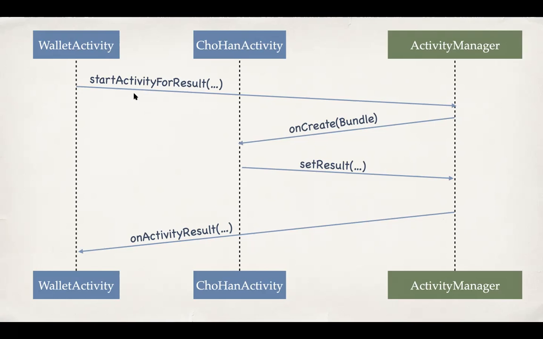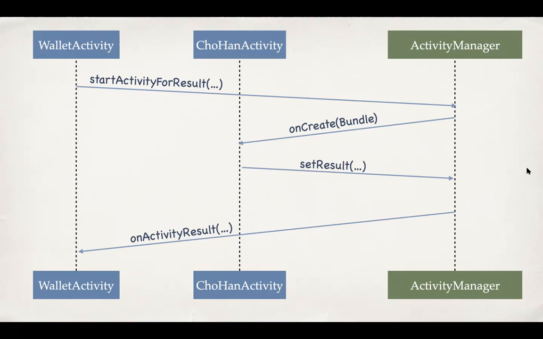And the key point here is, although the two activities are part of the same package, same app, the message passing between them via intents is happening via this asynchronous mechanism that goes through the activity manager, which is on the OS. So the activity manager is the one that is actively handling these intents and calling the appropriate methods on the target activities, onCreate on Shohan activity and onActivityResult on the wallet activity.